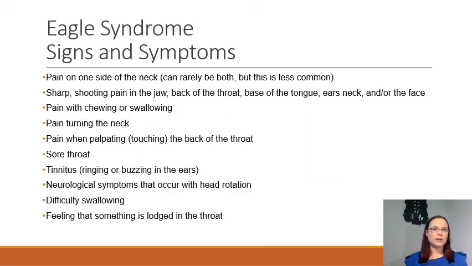So Eagle syndrome signs and symptoms: pain on one side of the neck. Anatomically, you're going to feel it where there is compression happening. Rarely they can have pain on both sides. They could have Eagle syndrome on both sides, but that's less common.